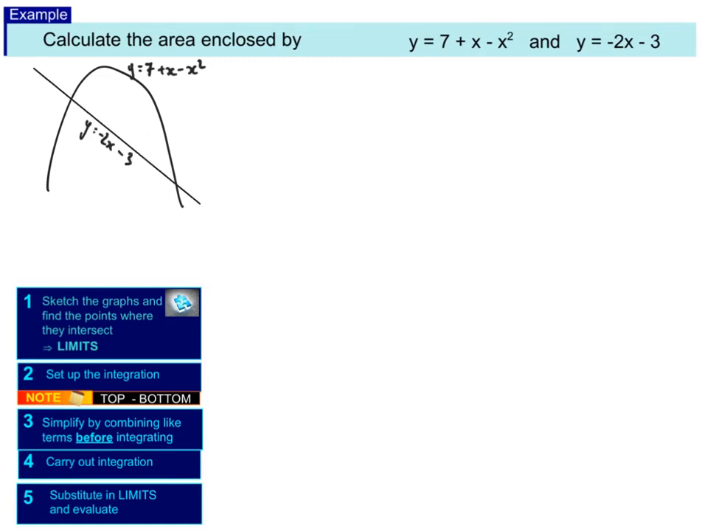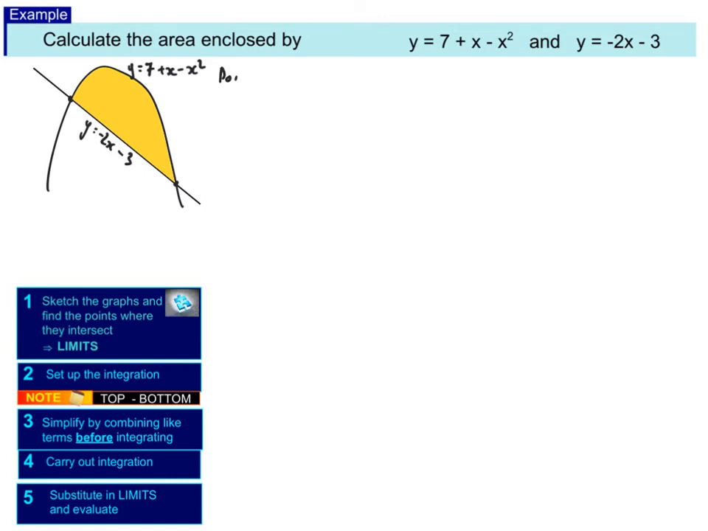I know if there's an area enclosed between the two of them, I am going to have the quadratic on top and the straight line on the bottom. And that's going to be vital when I set up the actual integral. Before I do that, I need to find my two limits, and these are going to be the points of intersection between the two functions.